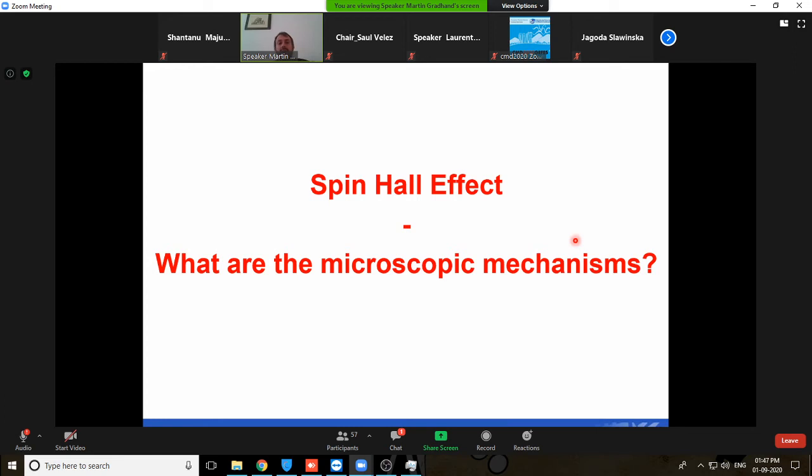So what are the macroscopic mechanisms contributing to the spin Hall effect? I will mainly focus on two, the intrinsic and the extrinsic. And for the extrinsic, I will mainly focus on the skew scattering mechanism.